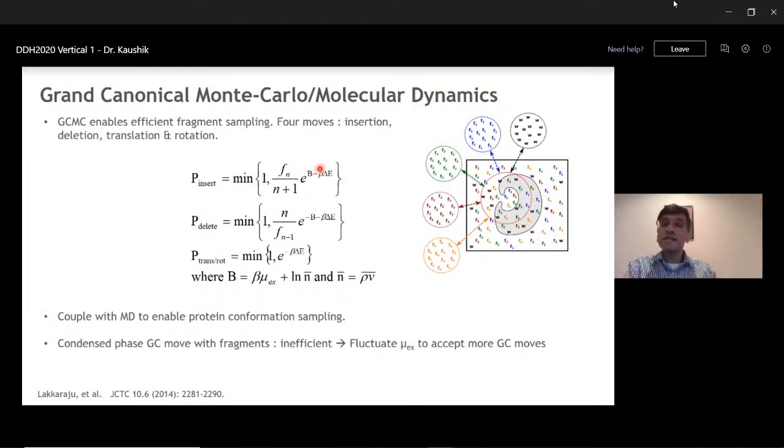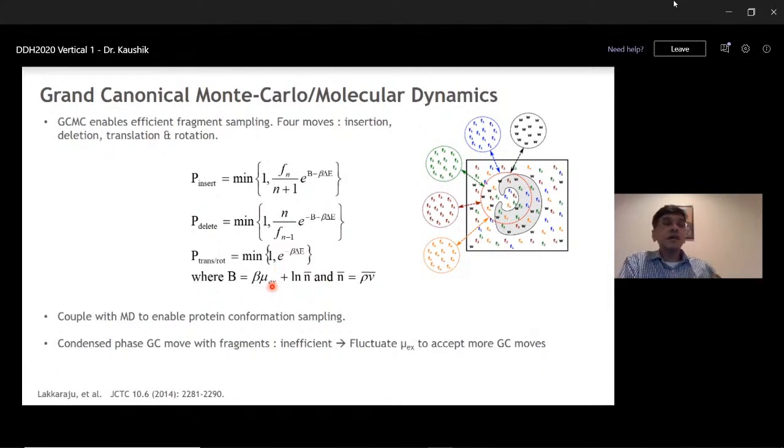And therefore, delta E basically skews you towards a point where an insertion move is almost never going to happen. And similarly, a deletion move is almost never going to happen if you base this Metropolis criteria purely on delta E, which is when this factor of B kicks in, where B is basically beta mu Ex plus ln N. What is mu Ex? The excess chemical potential.